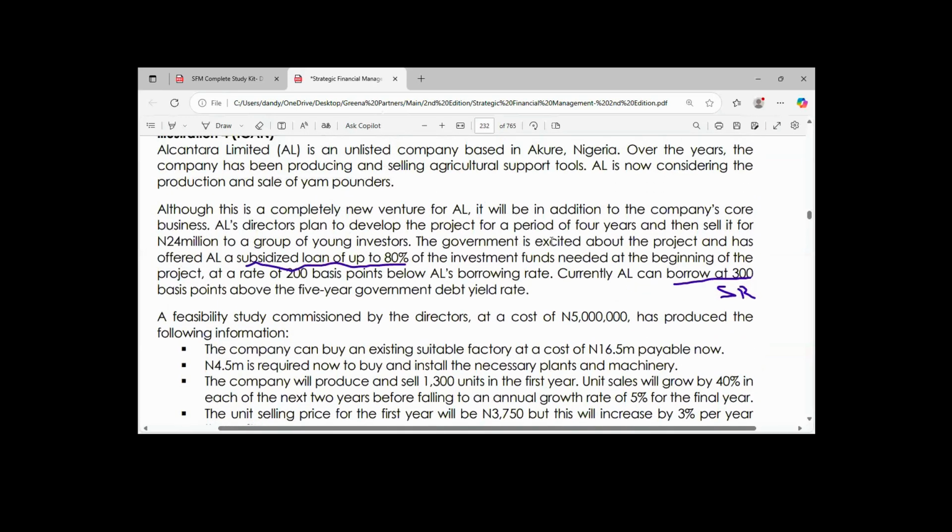Because the examiner told you that the director plans to develop the project for a period of 4 years and then sell it for 24 million naira to a group of young investors. So this 24 million naira is the scrap value of the project, that's the disposal value of the project after 4 years. So out of this 24 million, 600,000 is the disposal value of the plant and machinery. So that 600,000 scrap value of the plant and machinery is embedded in this 24 million naira.